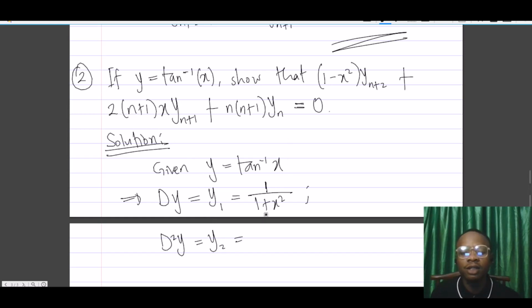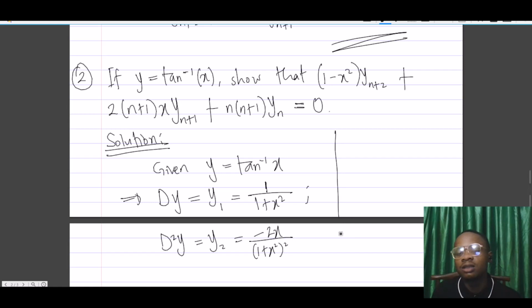So to obtain the second derivative, we will use our quotient rule. Say this is u and this is v. We take v and multiply by the derivative of u. The derivative of 1 is 0, so that one is gone. Then take u, which is 1, and multiply by the derivative of v. The derivative of this denominator is 2x, so that will be minus 2x, then divided by the square of the denominator, that is 1 plus x squared to the power of 2.